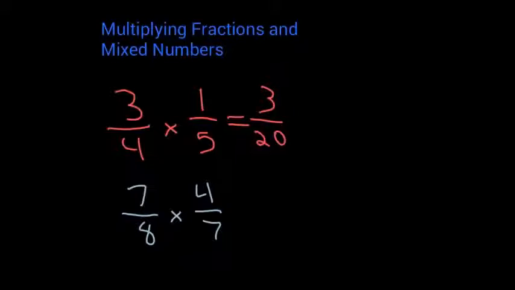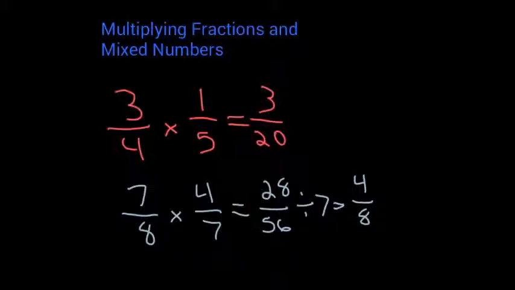Next one I have 7/8 times 4/7. So again, I just do 4 times 7 is 28. And 8 times 7 is 56. Now I need to reduce that, and I can divide both of those by 7. 28 divided by 7 is 4. 56 divided by 7 is 8. I can reduce again, divide both those by 4 to get 1/2.